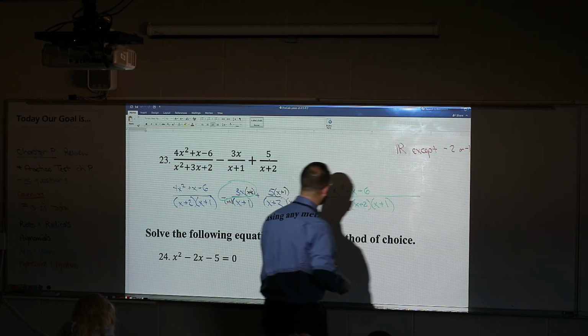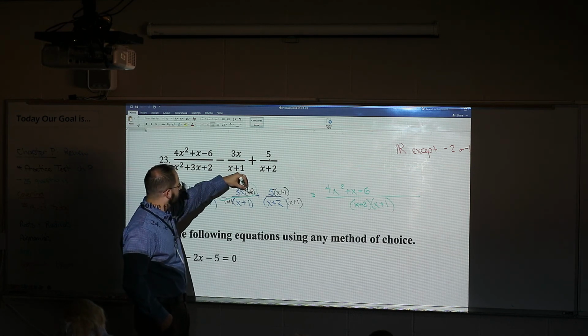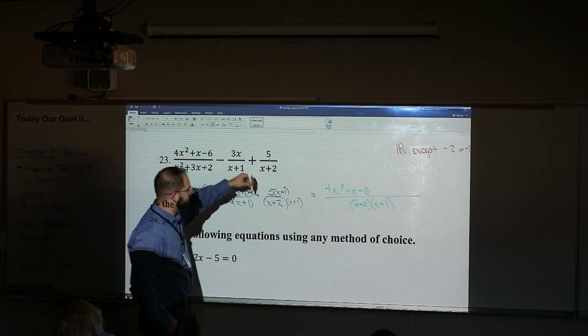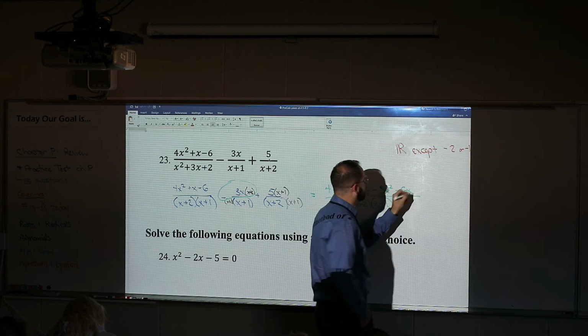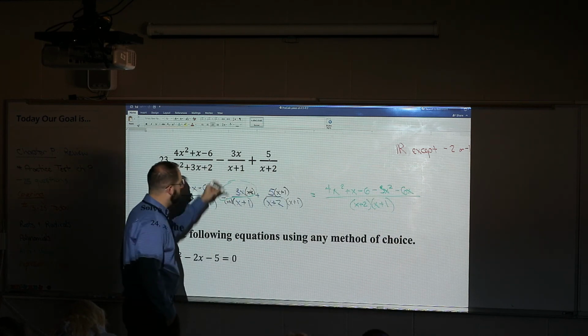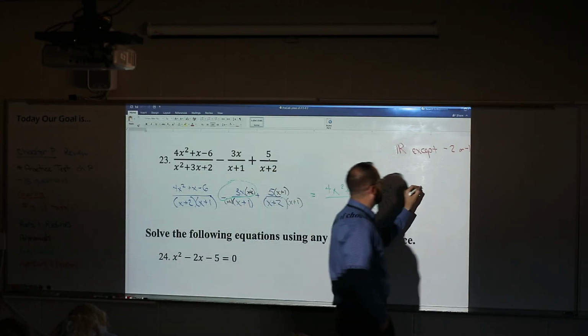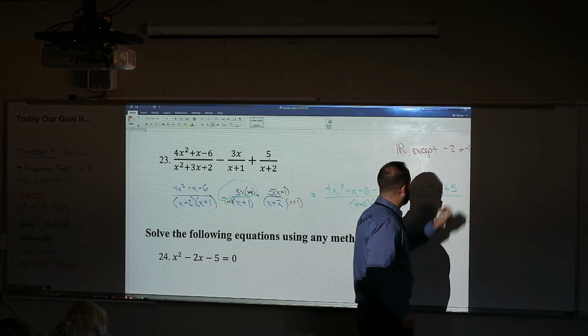All right, now the middle terms, this is negative 3x squared. If I go 3x times x is 3x squared, and my negative sign goes with it, and then negative 6x. Negative 3x squared minus 6x. That's the middle terms if I distribute the negative to both. And then the 5 in the back, that's 5x plus 5. Okay, and what's the last?